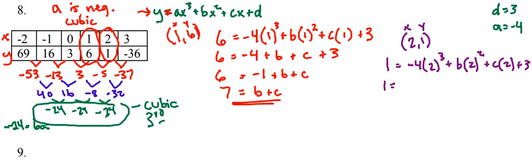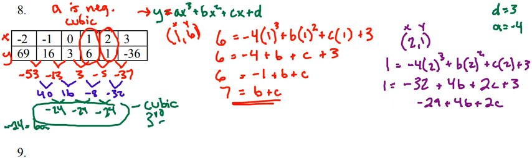So we got to do some simplifying here. 2 to the third power is 8. 8 times -4 is -32. 2 squared is 4. That makes 4b. 2c plus 3. This is -29 plus 4b plus 2c is equal to 1. Add 29 to both sides. 1 plus 29 is 30. It's equal to 4b plus 2c.